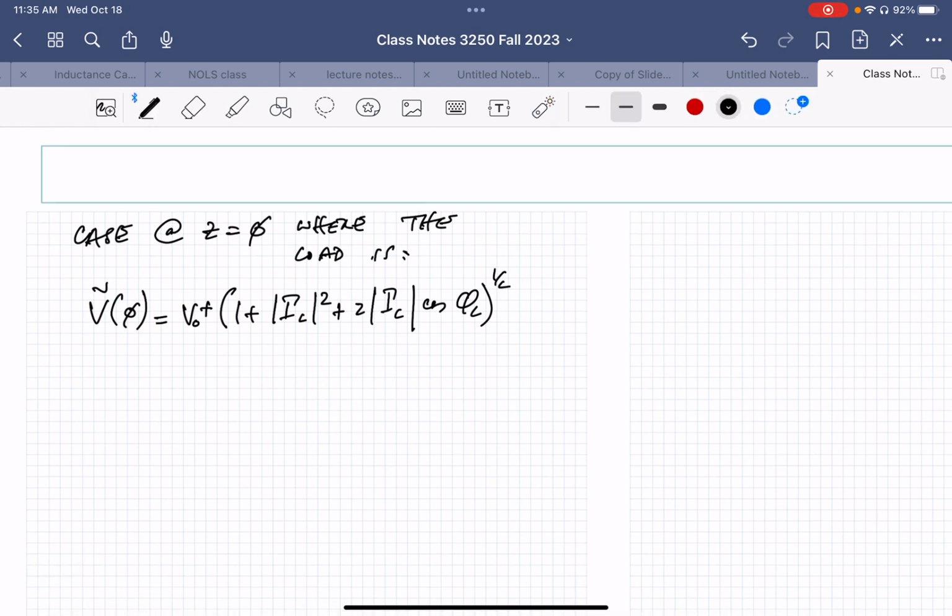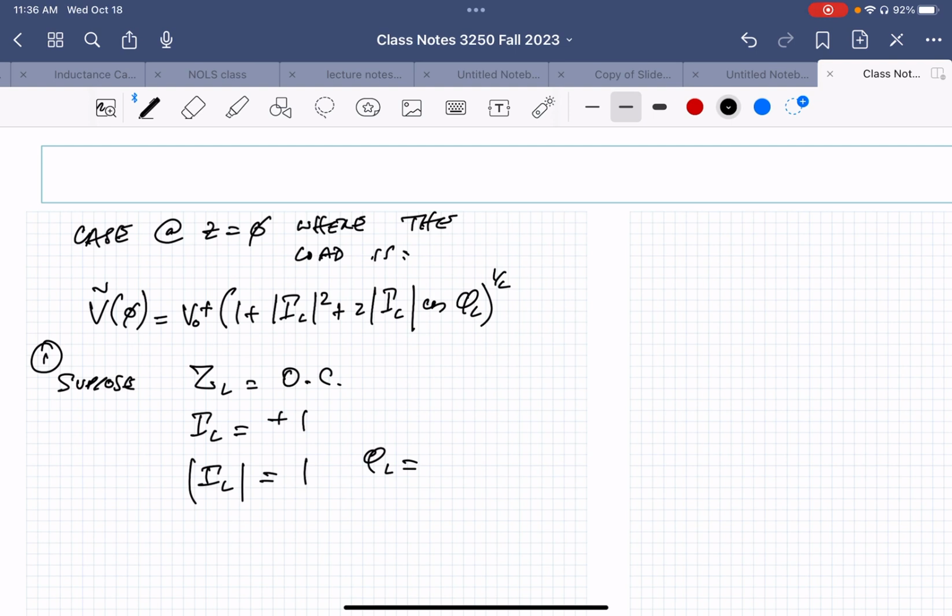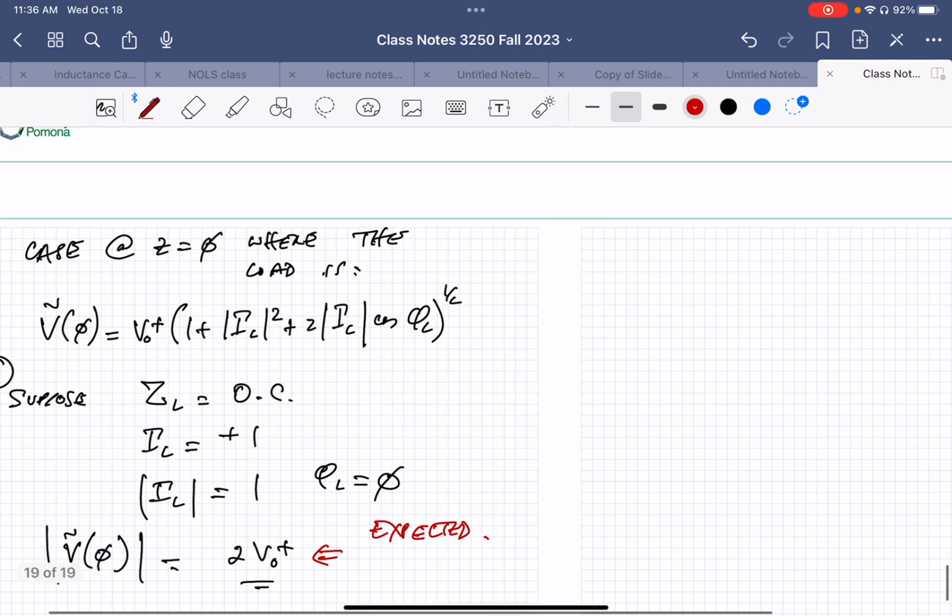Okay, now this is example 1. Suppose the load impedance is an open circuit, meaning that the reflection coefficient in that case ends up being +1, the absolute value of the reflection coefficient is 1, and the phase of the reflection coefficient is 0. So that gives us the absolute value of v hat of 0 is 2 times v0 plus. And that's expected, because if you have an open circuit load, the voltage would double at the load, as we'd seen previously.